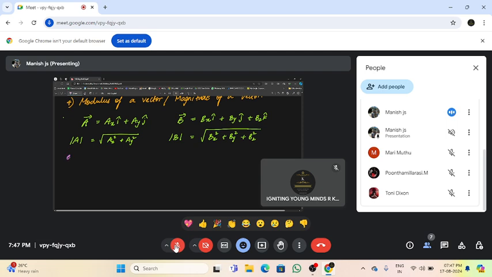For example, try to evaluate the modulus of minus j plus 2k. Okay, now I've given you a vector and you have to evaluate what is the modulus of this particular vector. Let's name this vector c. So vector c is given as minus j plus 2k. And now we will have to calculate what is the modulus.